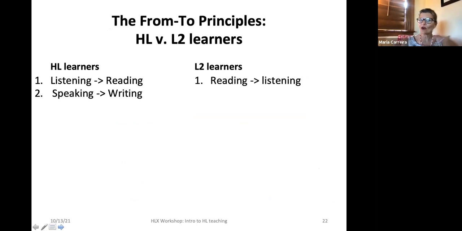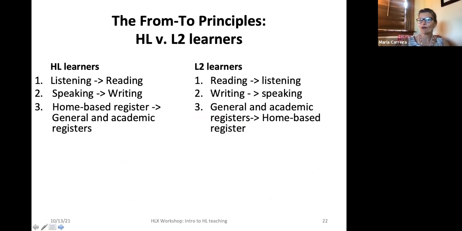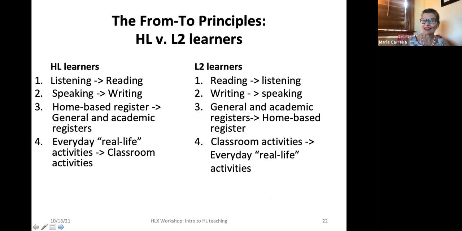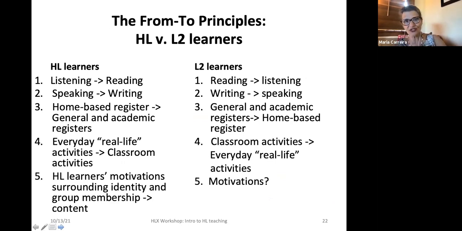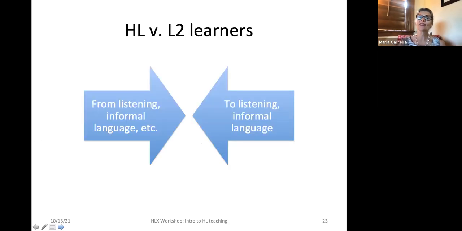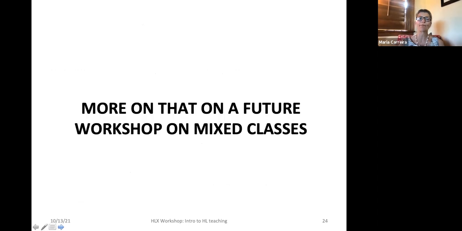So this goes across all pieces of the from-to principles. The HL and the L2 learners are mirror images of each other. So you need to keep that in mind when teaching HL learners, that you're flipping the script, going backwards with respect to how you do it with L2 learners. And so here we see the first opposite directions of teaching, right? In the from-to principles, we start from listening, whereas with L2 learners, the endpoint tends to be listening, etc. And we'll see more of this, okay?